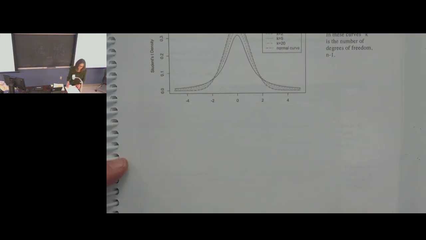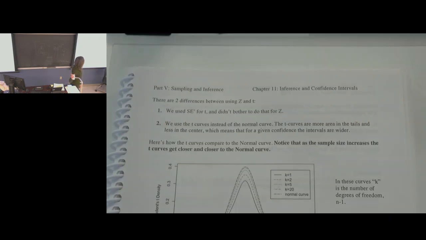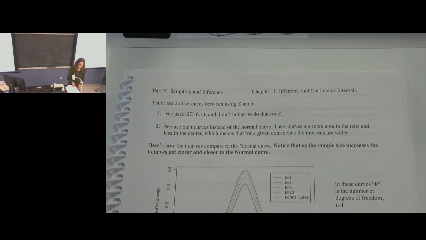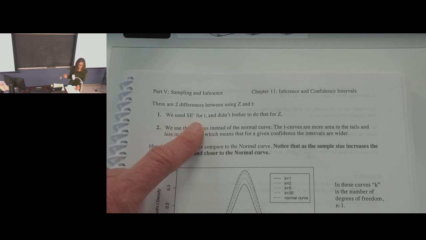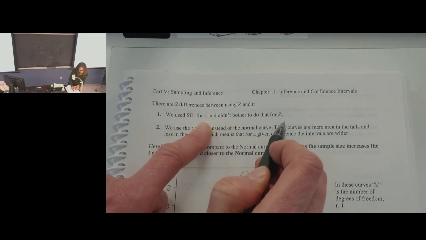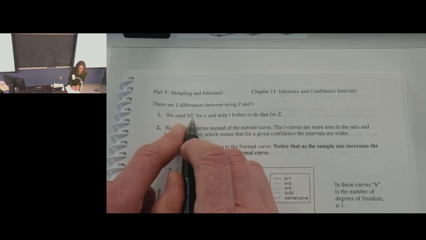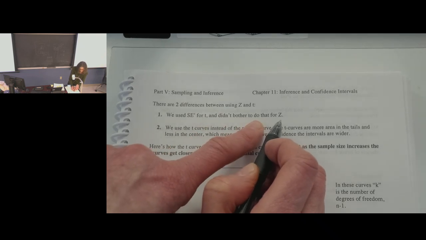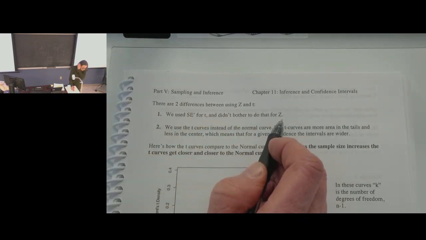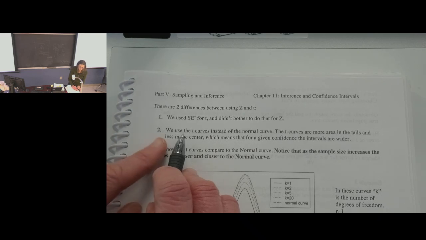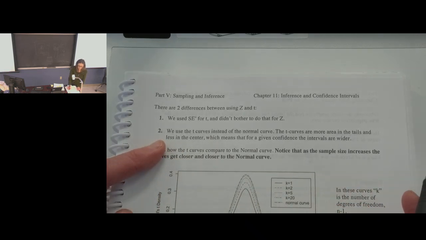Okay, so what do they look like? Now there are two differences. The first one is we're going to use the standard error of the estimate. We could do that with z, we just didn't bother to. It's not something special about t. You can use this for anything. We just didn't bother to do it, and most people don't. All right, now we use the t curves instead of the normal curve.